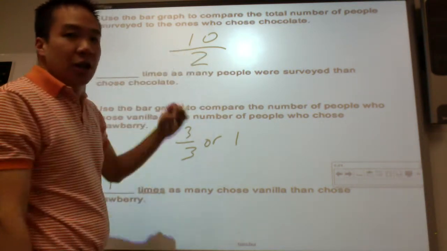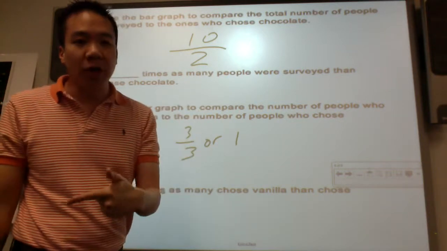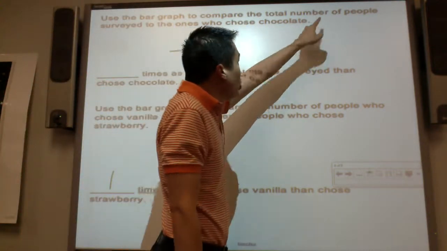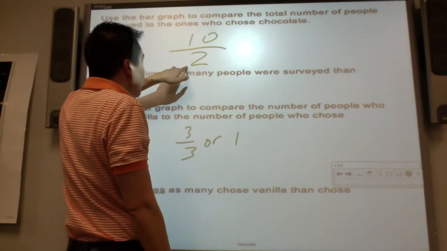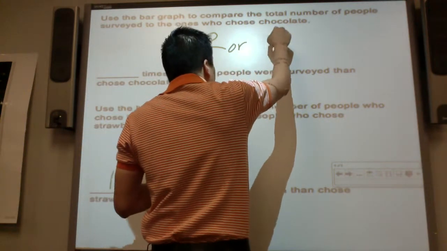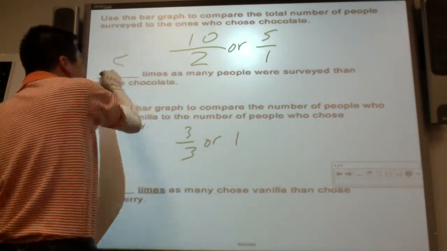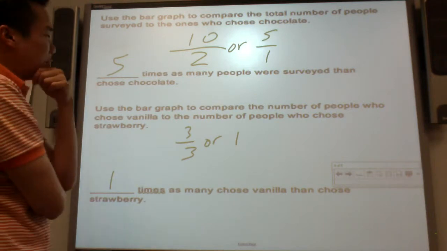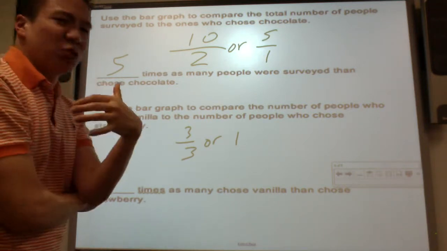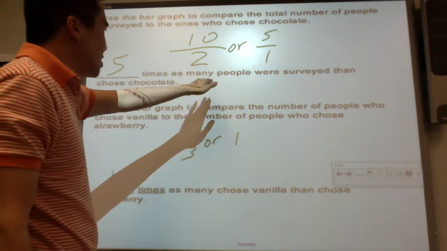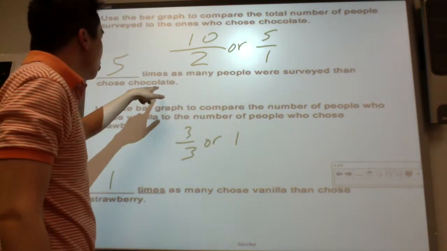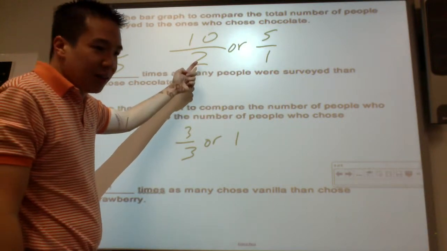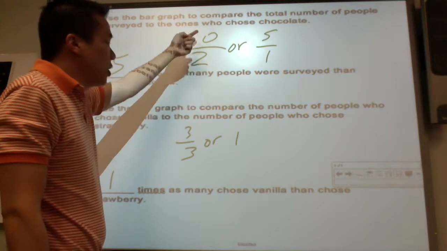I did the number of people who like chocolate to the total number of people. I should have said the total number of people, 10, to the ones who chose chocolate. This simplifies to 5 over 1. So 5 times. I was looking at this one and it didn't make sense. It wasn't very reasonable. 5 times as many people were surveyed than those who chose chocolate, because only 2 people chose chocolate. If you multiply by 5 times more, they're 10 in all.